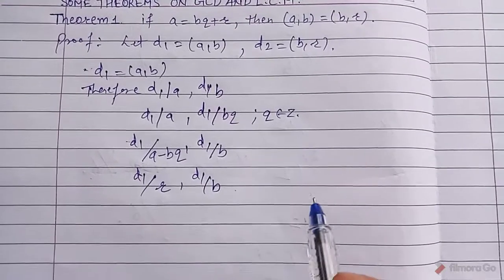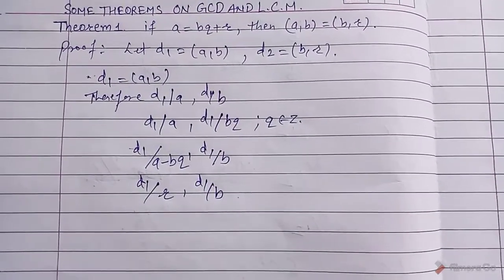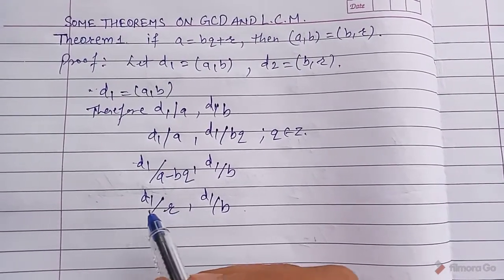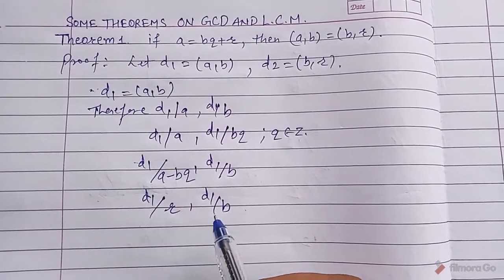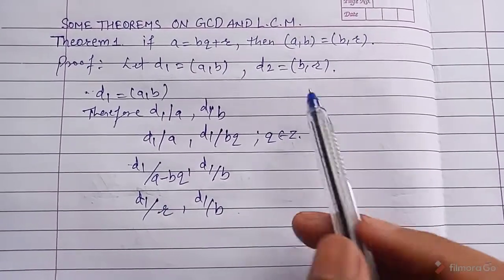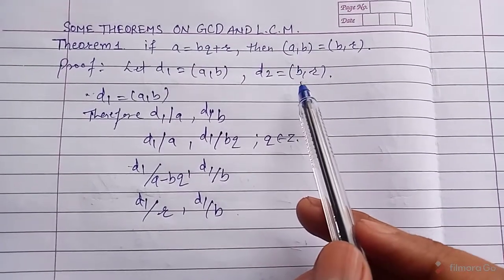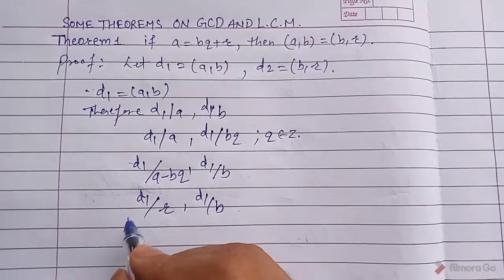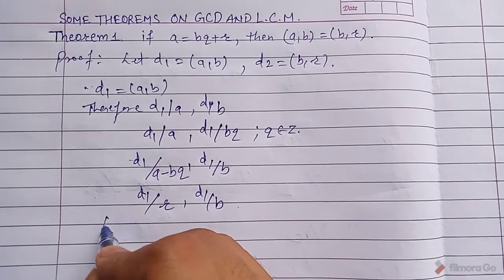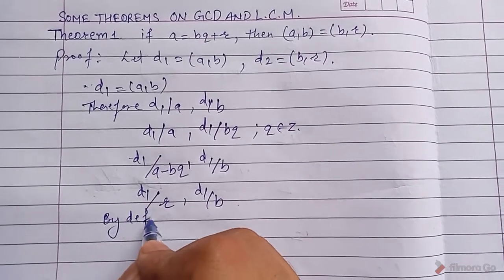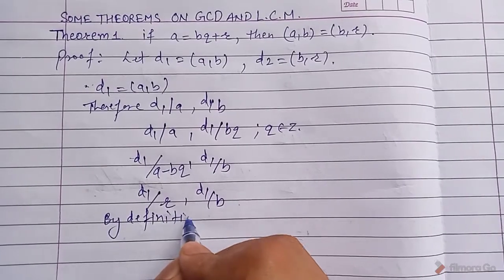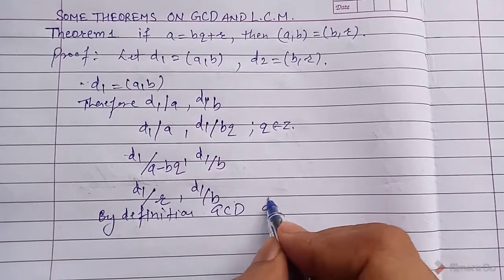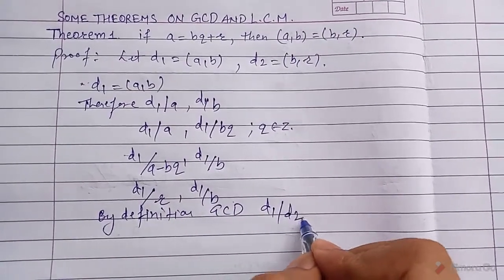By definition of GCD, if D1 is a common divisor of R and B, and D2 is the GCD of B and R, then D1 also divides D2. By definition of GCD, D1 divides D2.